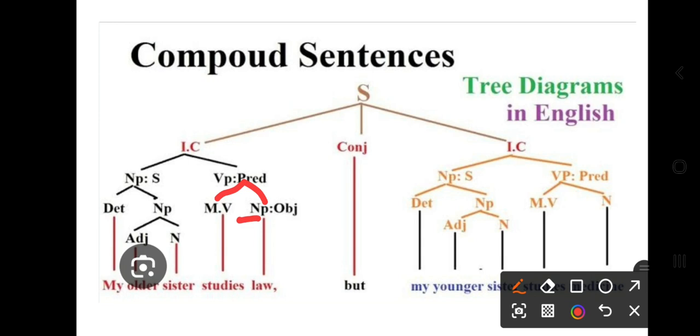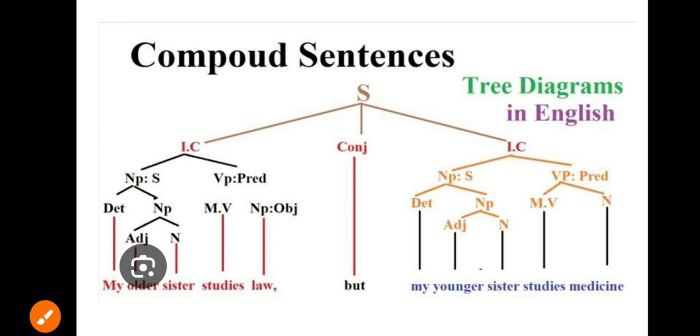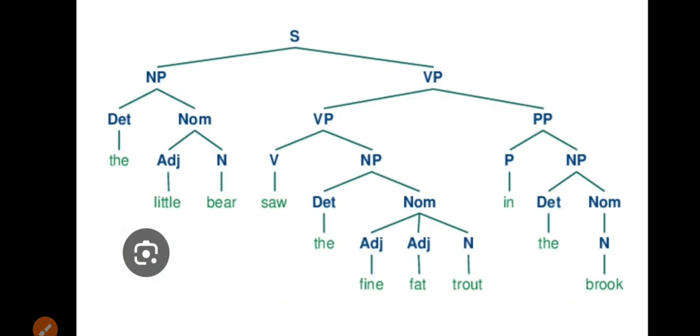Now here, my younger sister studies medicine. So same: "my" is a determiner, and "younger sister" is a noun phrase, adjective and noun, right? And then "studies" is the verb phrase, the main verb, and then "medicine" is the noun, so that is the verb phrase, right? Okay. Now, the little bear saw the fine fat trout in the brook, right?